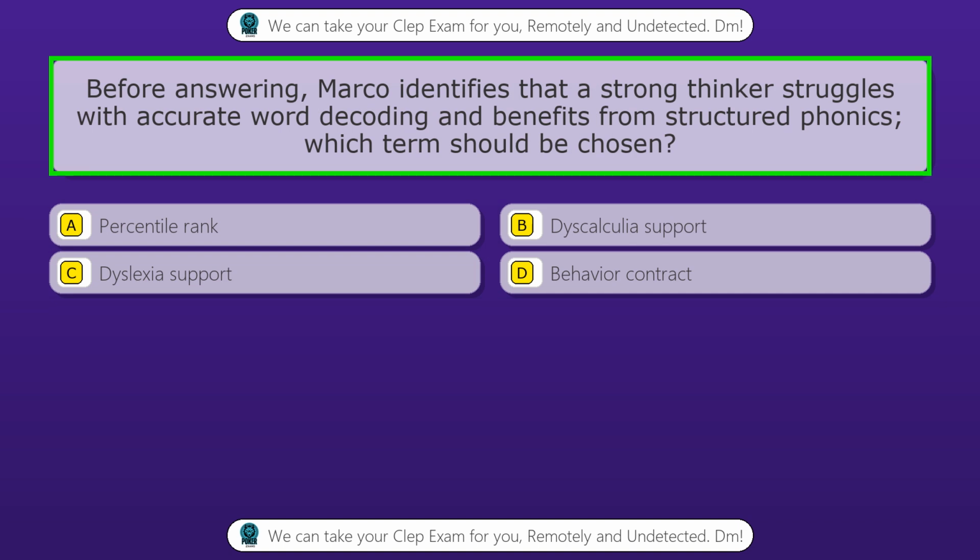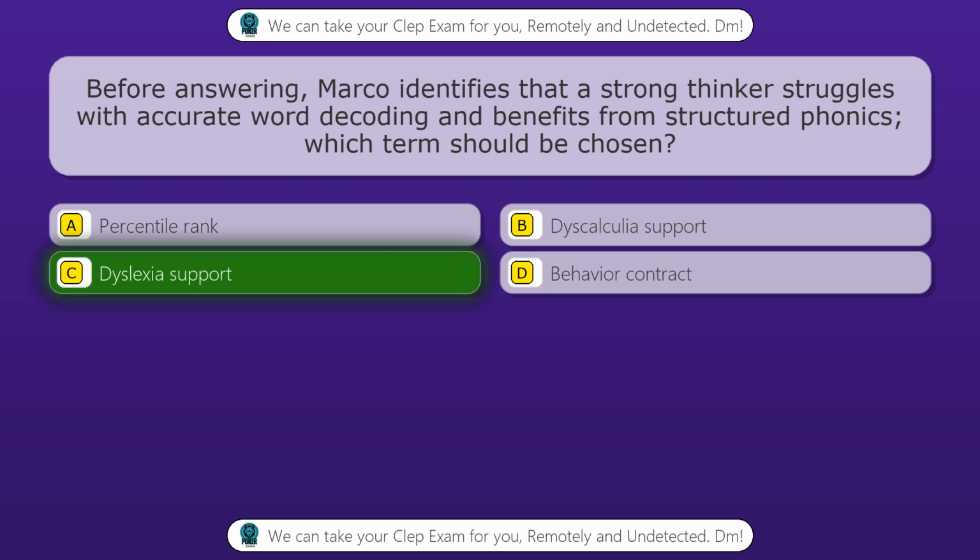Question 66. Before answering, Marco identifies that a strong thinker struggles with accurate word decoding and benefits from structured phonics. Which term should be chosen? Option A, percentile rank. Option B, dyscalculia support. Option C, dyslexia support. Option D, behavior contract. The correct answer is option C, dyslexia support.